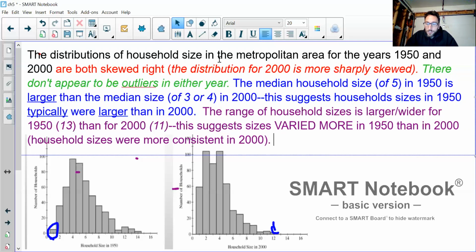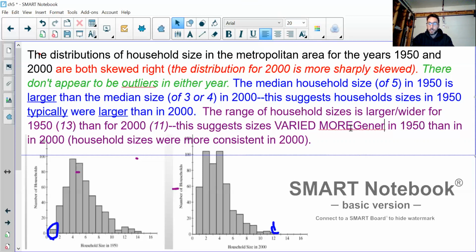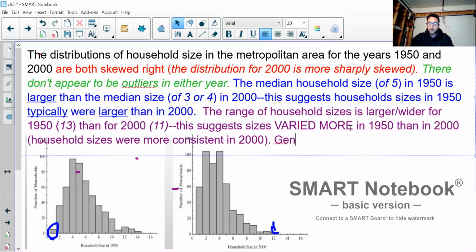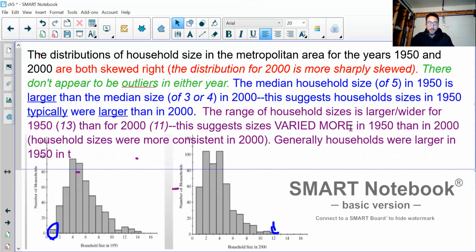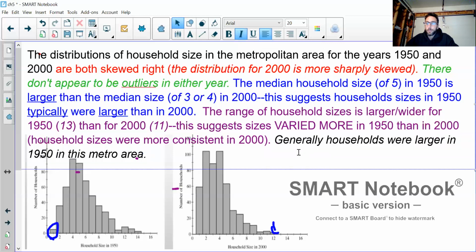A lot of times I like to add a general statement. I'll throw it in italics, separate from what's in black and blue and green up there, where we have an essentially correct answer. So I might say generally, households were larger in 1950 in this metropolitan area. I've kind of already said that by comparing the medians, so I don't think it's critical that we have this last statement. Now we're talking about the context. That's generally the case. So all the italicized stuff is kind of optional. That's pretty much it.